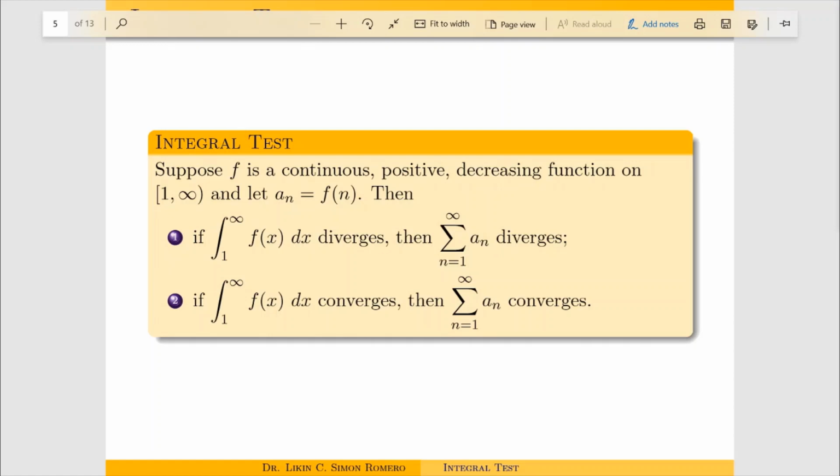Recall how an improper integral may converge or diverge based on the limit that we get. And so, if we are able to evaluate this improper integral, we can know right away whether a particular series converges or diverges.